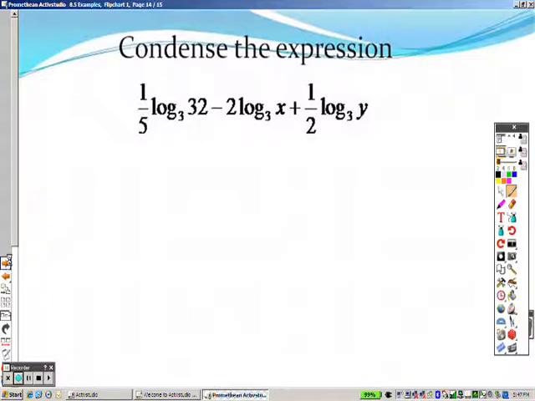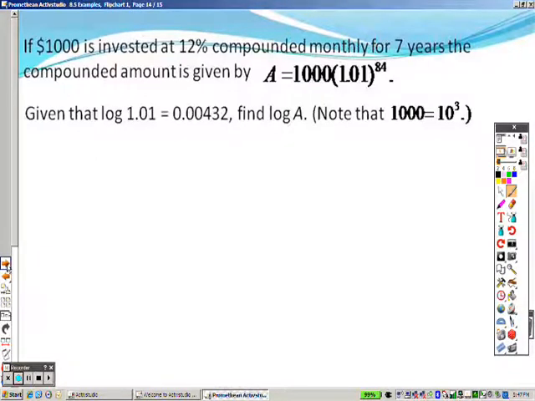Okay, that problem is identical to the last two that I just did, so I'm not going to worry about that one. And all this is saying is if $1,000 is invested at 12% compounded monthly for 7 years, the compound amount is given as this. Given that log of 1.01 equals that, find log A.